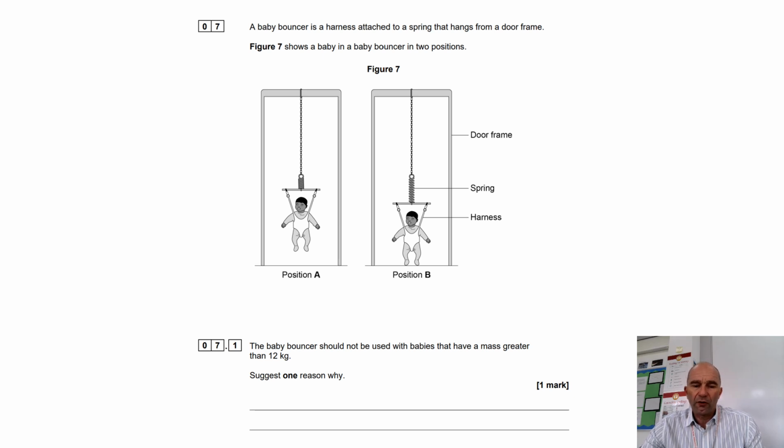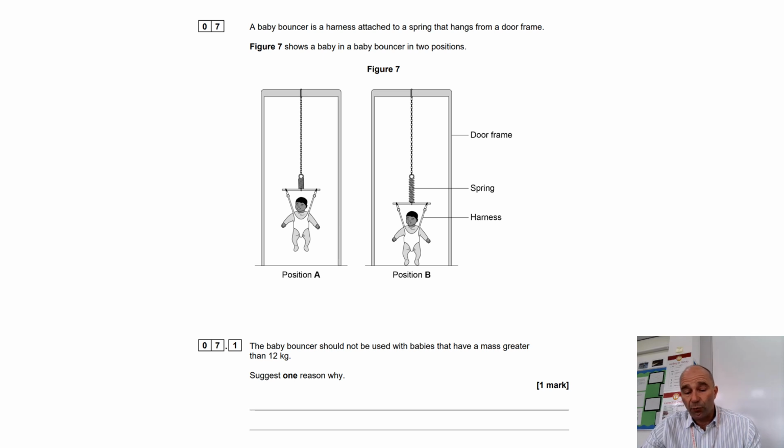Right, number 7, we've got a baby bouncer, and its baby is in a harness attached to a spring that hangs from a door frame. So we've got the two different positions, position A, position B. 7.1, the baby bouncer should not be used with babies that have a mass greater than 12 kilograms. Suggest one reason why. To be fair, this is almost common sense.